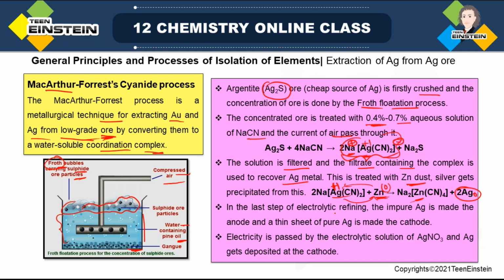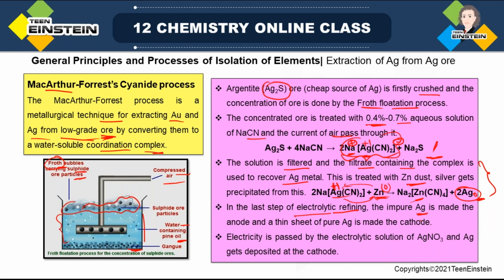And then in the last step, electrolytic refining, up to this process it is isolation. This process up to this, that is froth flotation and coordination complex formation, is the first step, which is concentration of the ore. The second step is isolation, where we mainly do the reduction. And the final step is purification. We know there are different methods for purification, but which method are we using? We are using electrolytic purification.